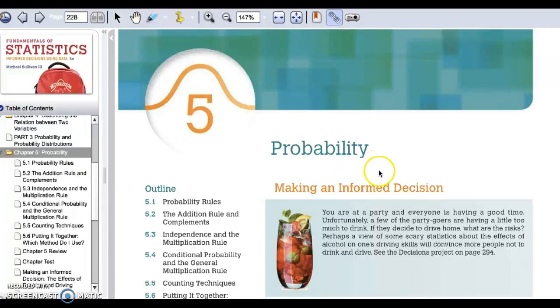Chapter 5 is all about probability, and we're going to be connecting to the ideas of relative frequency that we've already discussed in the course. Chapter 5 is a little bit different in that we won't be using StatCrunch in this chapter.